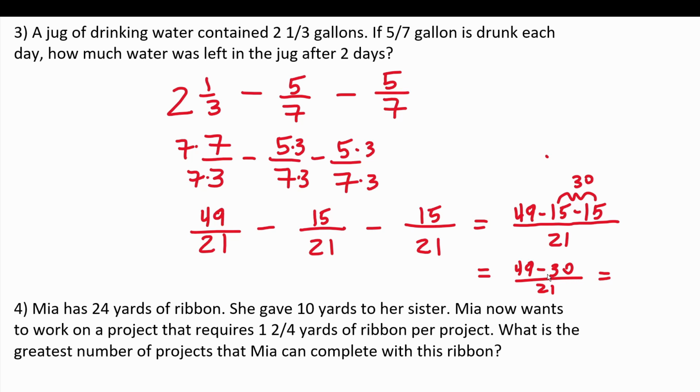That becomes 49 minus 30, which is 19 over 21. And 19, as it happens, is a prime number, which means it's only divisible by 1 and 19. So we cannot simplify or reduce this fraction any further. So the answer to this one is 19 over 21 gallons are left if you start with 2 and 1/3 gallons of water and drink 5/7 of a gallon of water each day. Okay, so that's this one.